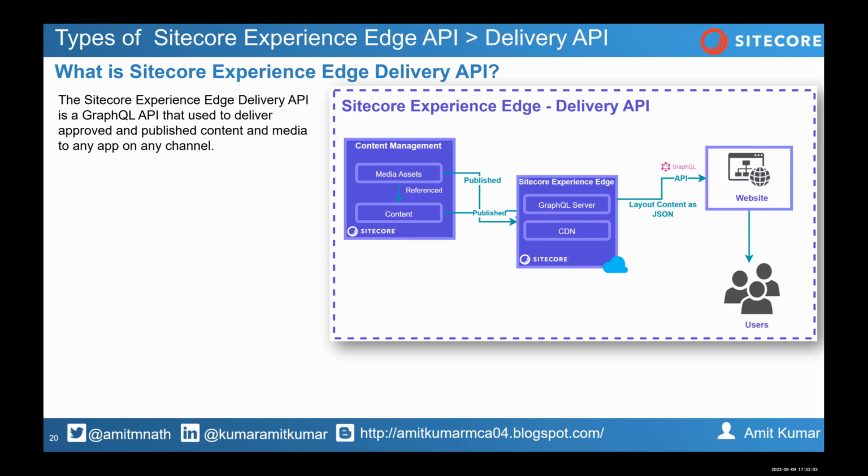which gives you the data via a GraphQL endpoint, right? On top of that there is a CDN which caches the data, and the data is exposed via a GraphQL API endpoint. You get the layout data, cached layout data, or a snapshot of the layout data, and you can consume that in your website.